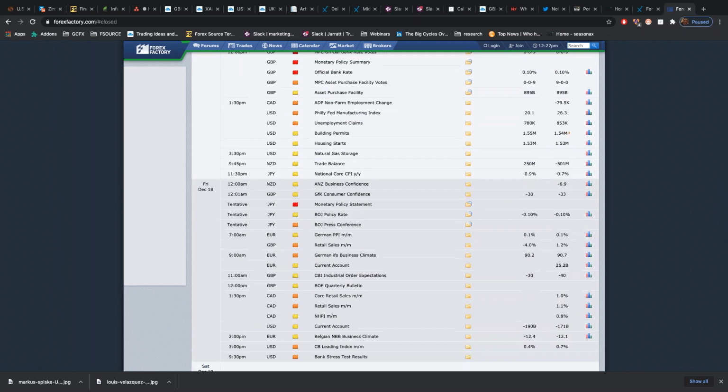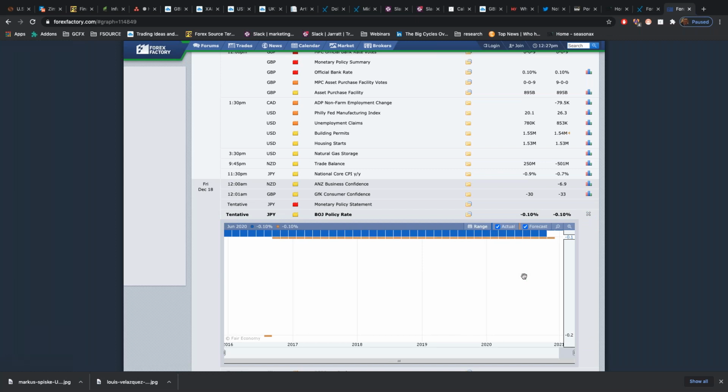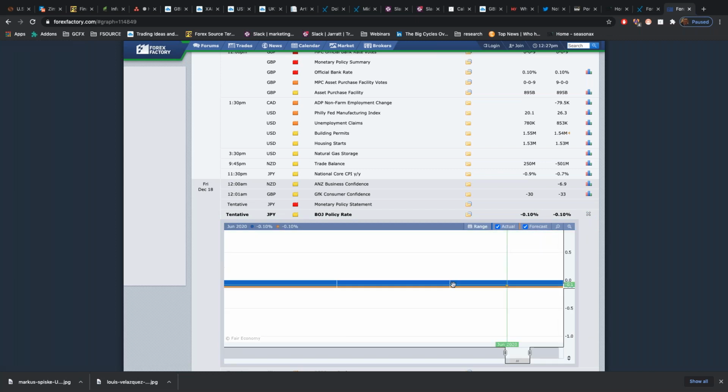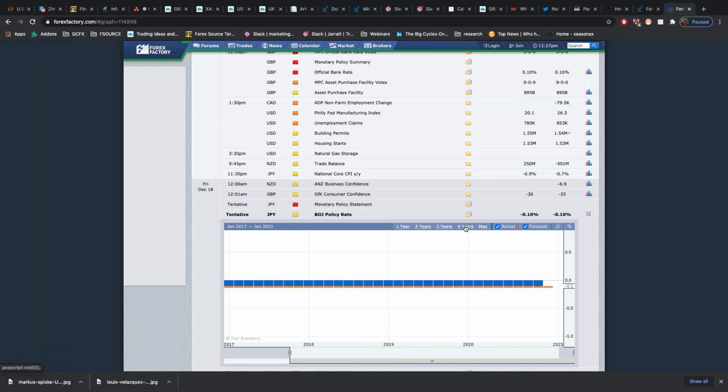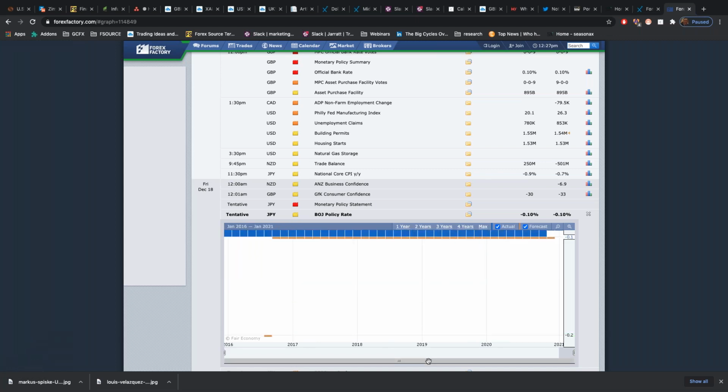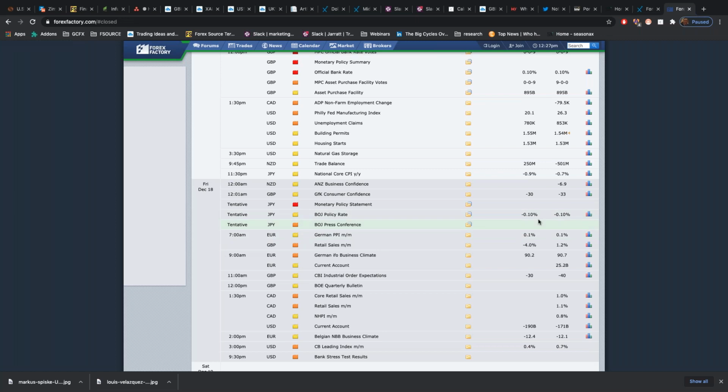Heading into Friday, we've got the monetary policy statement out of Japan. There's not particularly much expected there. Do keep an eye on it because it is a monetary policy statement. Again, the Bank of Japan have had their interest rates low. They've had them in negative territory, you can see here, for years. So the Bank of Japan are expected to maintain interest rates at that negative policy rate.